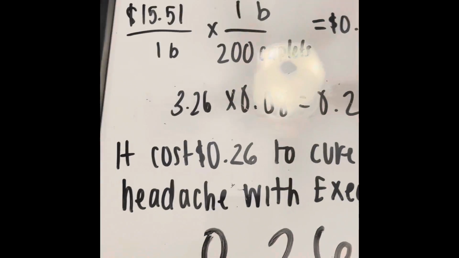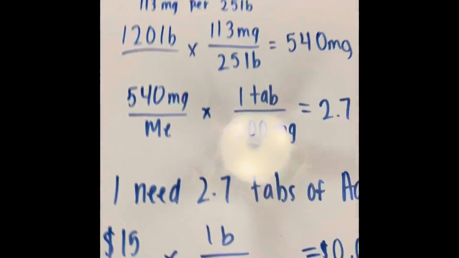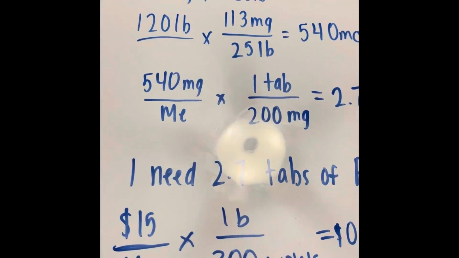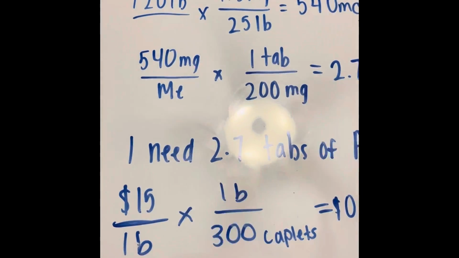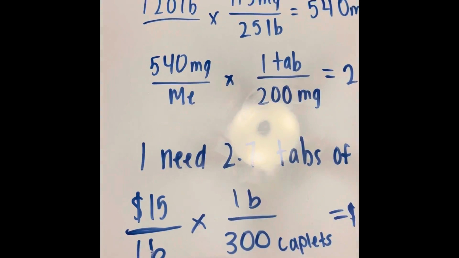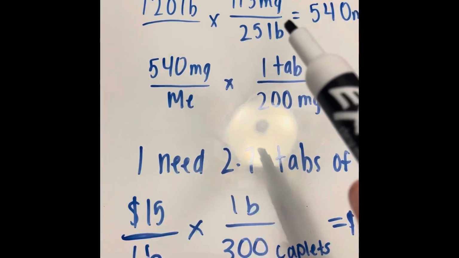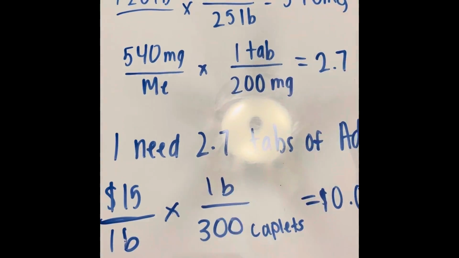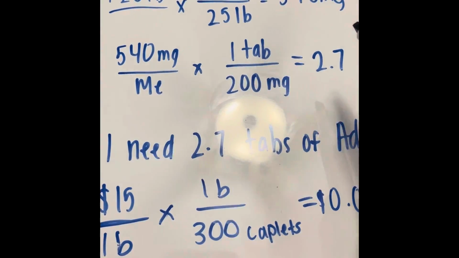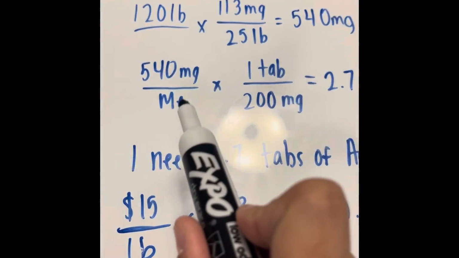Okay, so now I'm going to move on to Advil. For Advil, I was given 300 caplets for $15, with 200 milligrams of ibuprofen per caplet. And it's 113 milligrams for every 25 pounds. For this problem, I would do the same exact thing, except I would change my dosage to 113 milligrams for every 25 pounds. So then I got 540 milligrams for me for Advil.